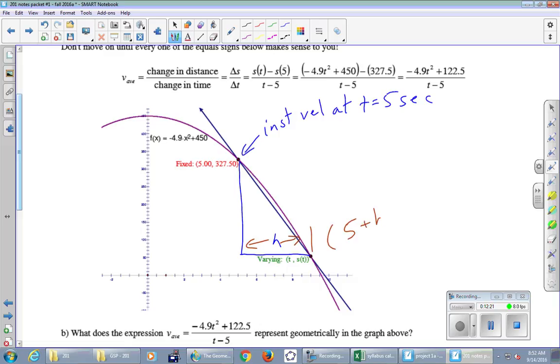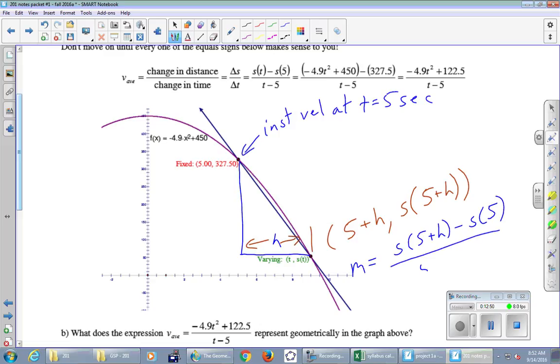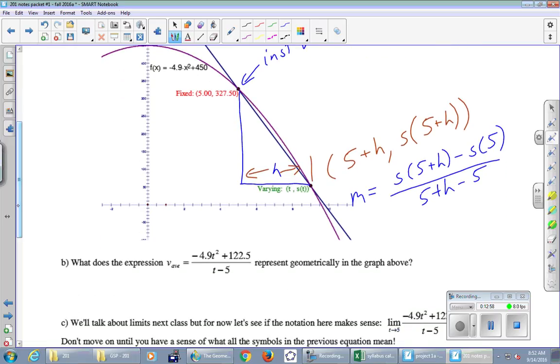It was a 5, but now we're moving h over to the right, comma, and then the function evaluated at the same 5 plus h, whatever that thing is. And so if we want to calculate the slope connecting the 2 points, the red 5, 327.5, and then this new orange one over here, we get slope equals, all right, so it's just s of 5 plus h minus s of 5. It happened to be 327.5, but I'm going to leave it as s of 5, divided by 5 plus h minus 5. And that is just the change in distance over change in time.